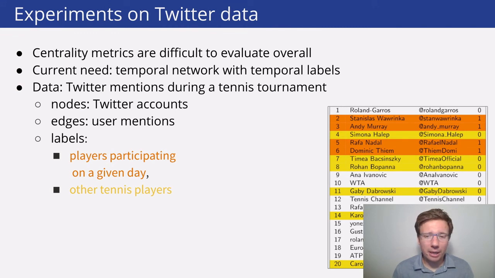To showcase the applicability of cut centrality in real data sets, we will use temporal cut centrality on the Twitter data sets we introduced before, specifically on the Roland Garros 17 data, where the nodes are Twitter accounts and the edges between them are user mentions, and the ground truth labels that we will use here to evaluate the different potential temporal centrality metrics from edge streams are the fact that we know which players are participating on a given day, and we will try to capture that with various temporal centrality metrics.